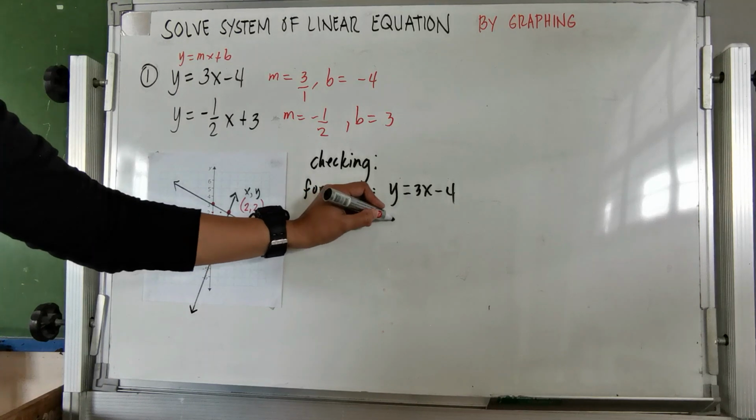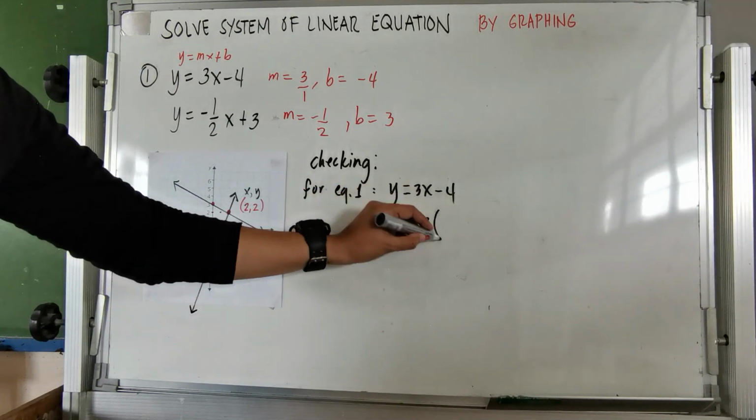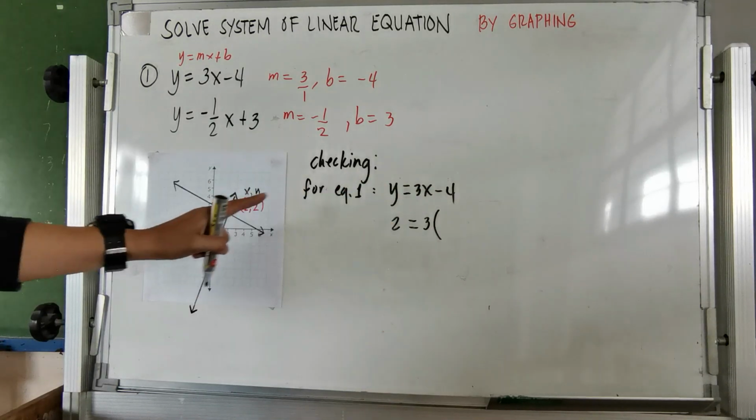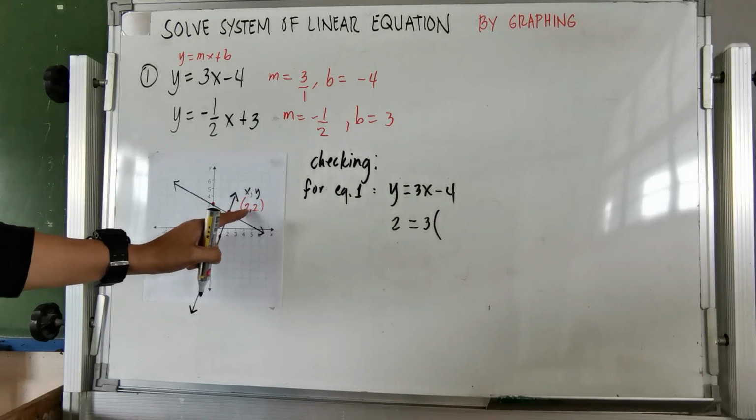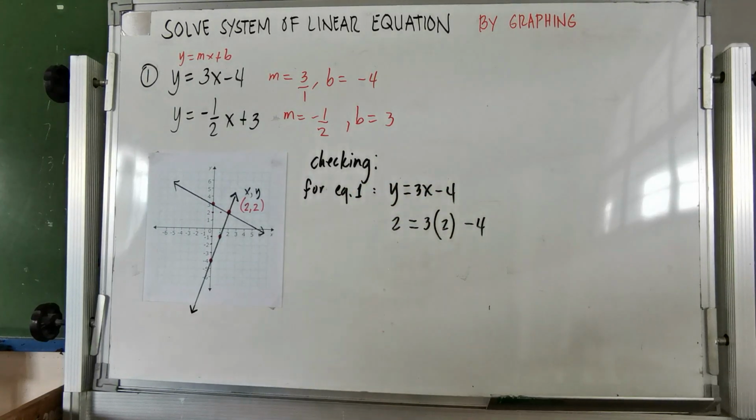So, we have 2, which is the value of y, is equal to 3 times yung x, papalitan na natin yung value na nakuha natin, which is positive 2, minus 4. Then, simplify.